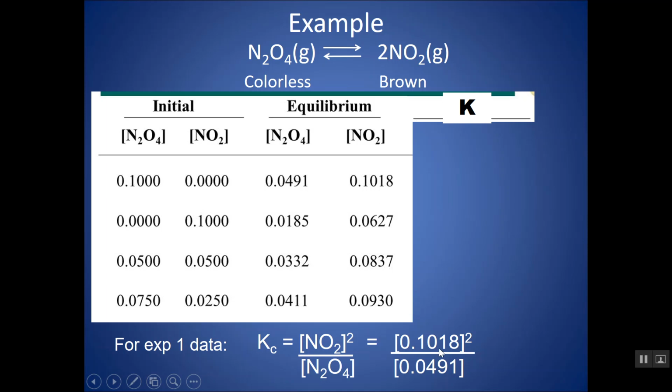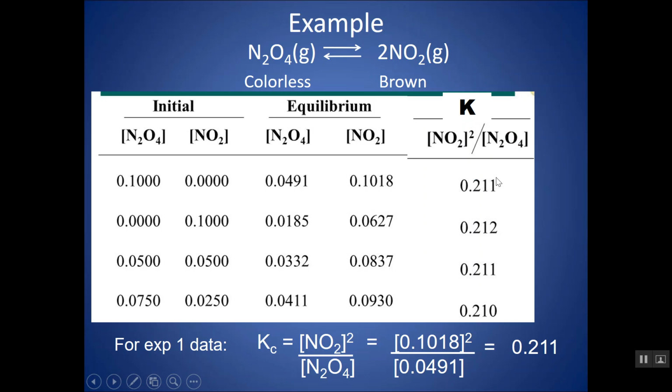Okay, here's my NO2, square that. Here's my N2O4. I don't have to worry about units because K is unitless, and I get 0.211. And if you do that for each trial, okay, here's the data.